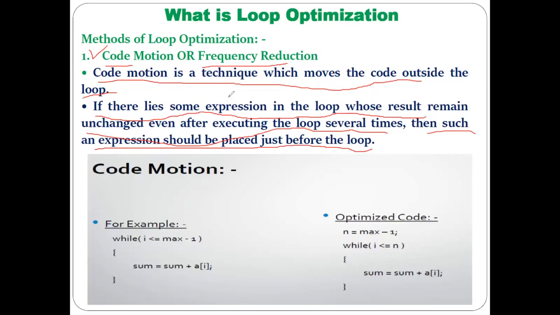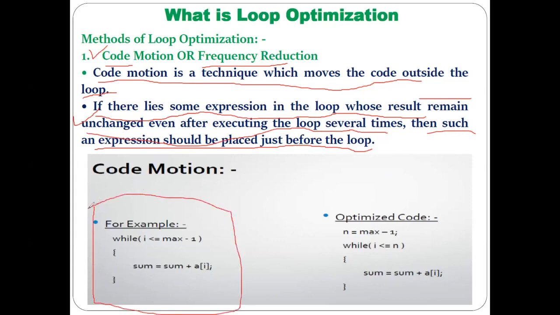What does it mean? If there is some expression inside the loop, and the looping happens a number of times, but the result of that expression remains unchanged, then there is no meaning in putting that expression inside the loop. We should move that expression outside the loop, so that when the iterations happen, the processing of that particular expression can be avoided. Understood? Let's see it in the example.